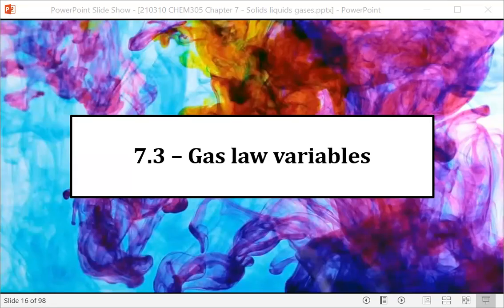Hey everybody, welcome back. Today we're going to talk about gas law variables, which is section 7.3. This is to get us primed and ready to talk about the actual gas laws in sections 7.4, 7.5, 7.6.